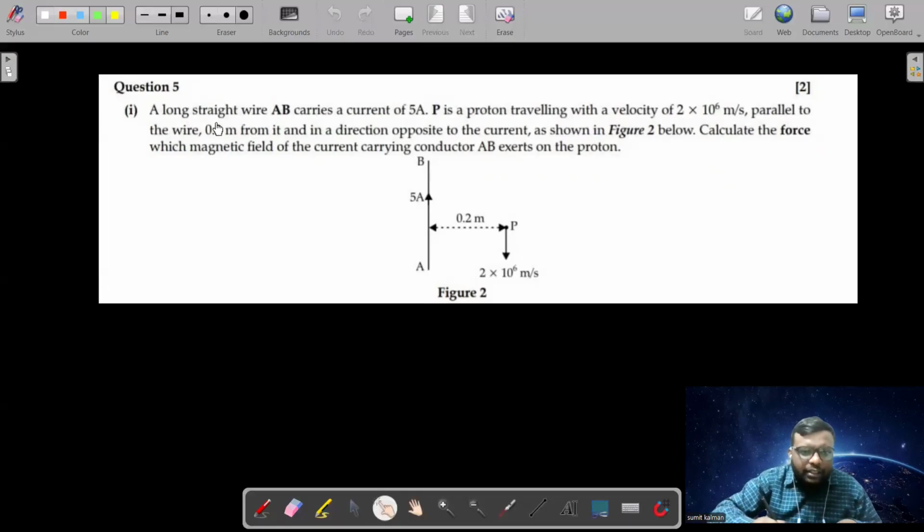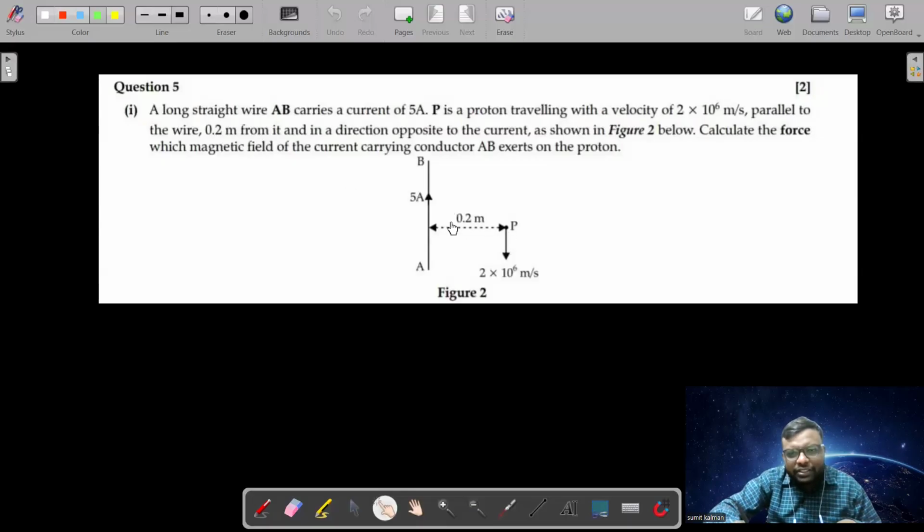The problem is like this: a long straight wire AB, you can just see, carries a current of 5 ampere. It is given in the figure. There is a long wire AB and it is carrying a current of 5 ampere. P is a proton traveling with a velocity of 2 into 10 to the power 6 meter per second parallel to the wire. Now just see, this proton is traveling parallel to the wire 0.2 meter from it.